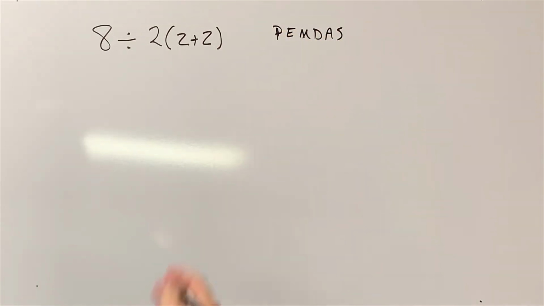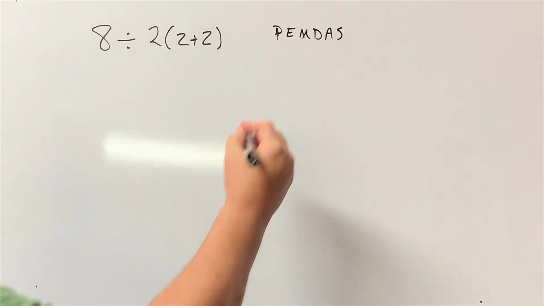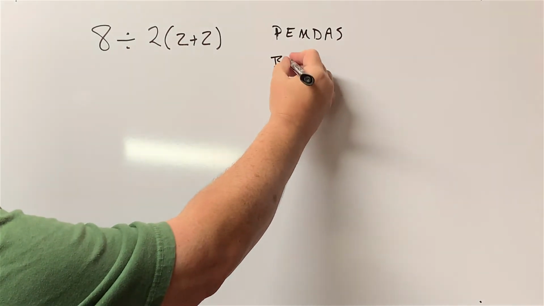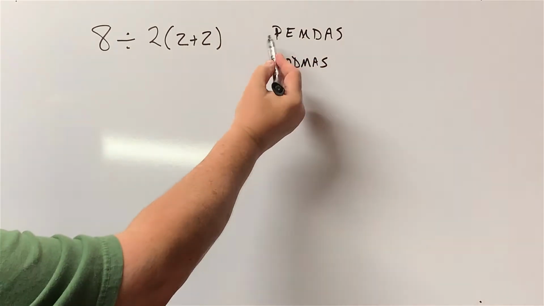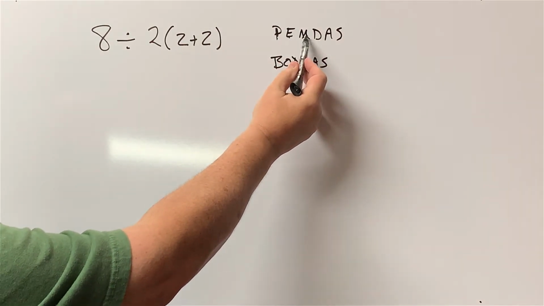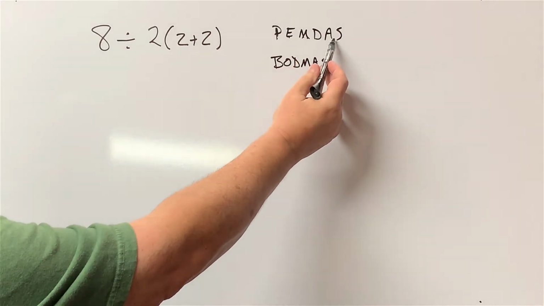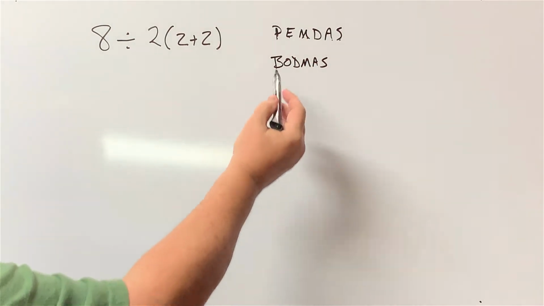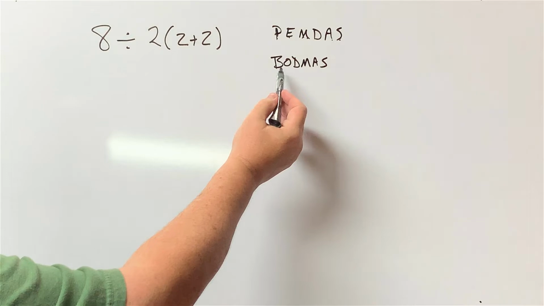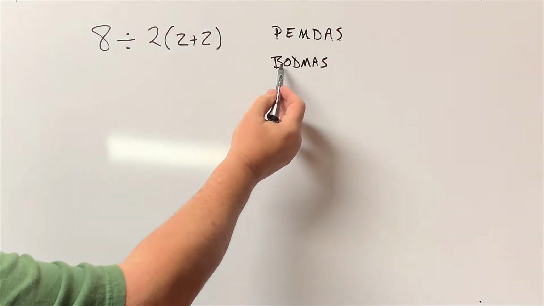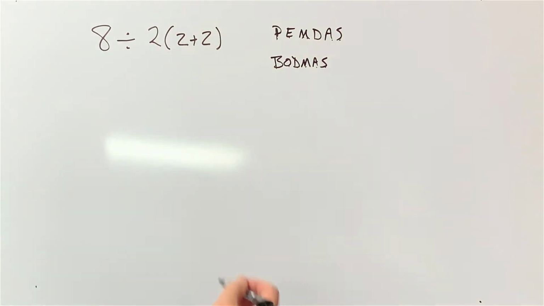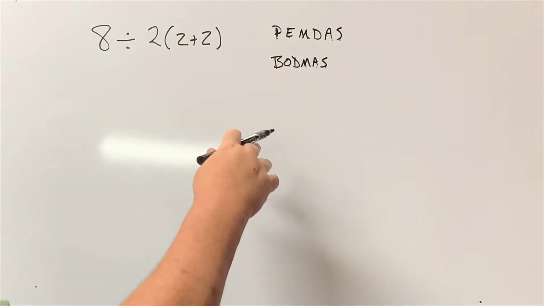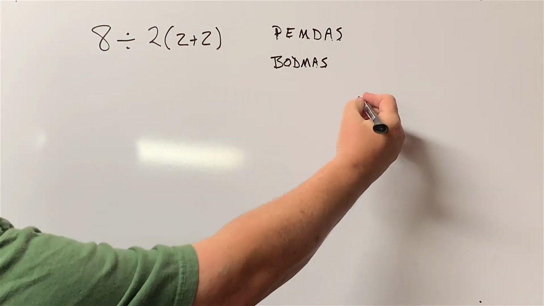So that's PEMDAS. And if you're not from the US, if you're from another country, you probably remember it as BODMAS. PEMDAS stands for parentheses, exponents, multiplication and division, addition and subtraction. BODMAS, if you're from England or the UK, stands for brackets, orders, division, multiplication, and addition, subtraction. So these are ranking systems.